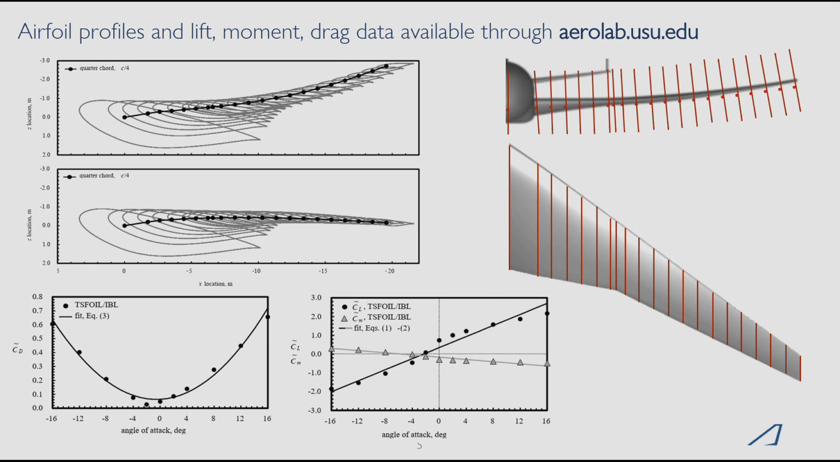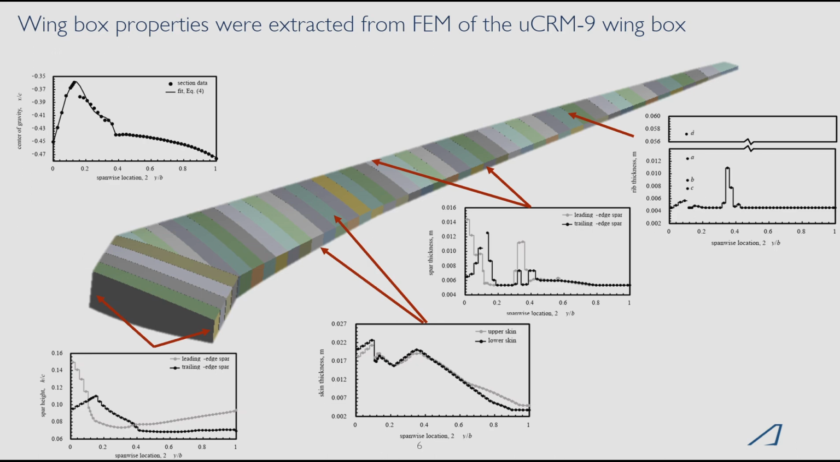I found airfoil data for the lift, moment, and pitch coefficients using a transonic small disturbance theory and integral boundary layer method that's presented by Fujiwara. And that data is available. The code is not available, unfortunately, but the data is available to the reader at the Utah State University Library repository, or also through our website aerolab.usu.edu.